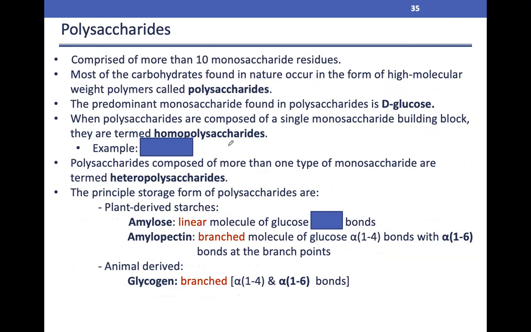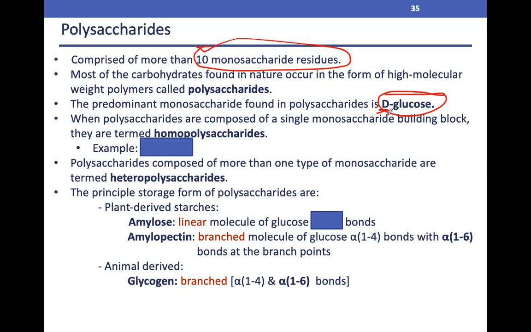Okay, so now we're just talking about polysaccharides. We talked about before that they're made of more than 10 monosaccharides, but they can go up to hundreds. Polysaccharides can be really huge. We talked about before that the main version of glucose that's physiological in our body is the D version. And now we all know how to tell if it's D or not.